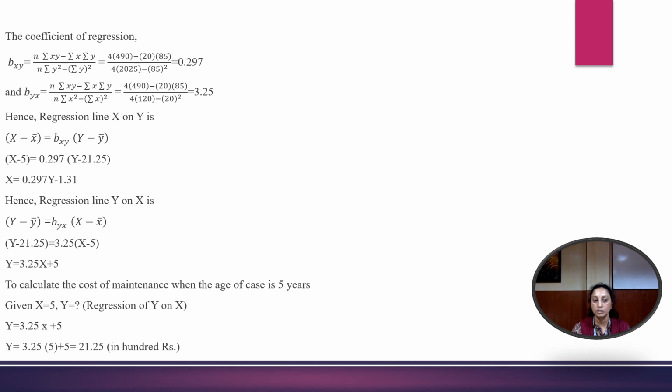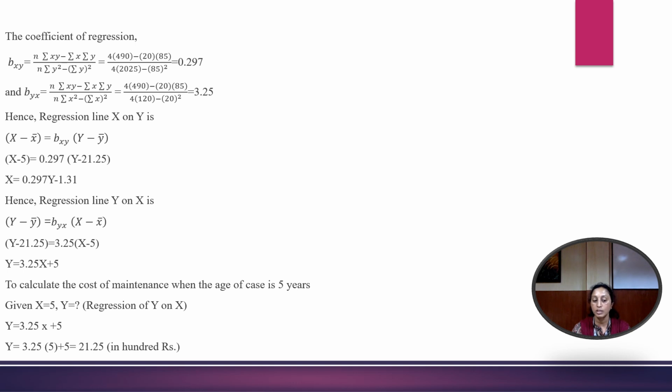Substituting that in the regression line X on Y, we get the regression line X on Y as X is equal to 0.297 multiplied with Y minus 1.31. Similarly, substituting all the calculated values in the regression line Y on X, we get the regression line Y on X as Y is equal to 3.25 multiplied with X plus 5.